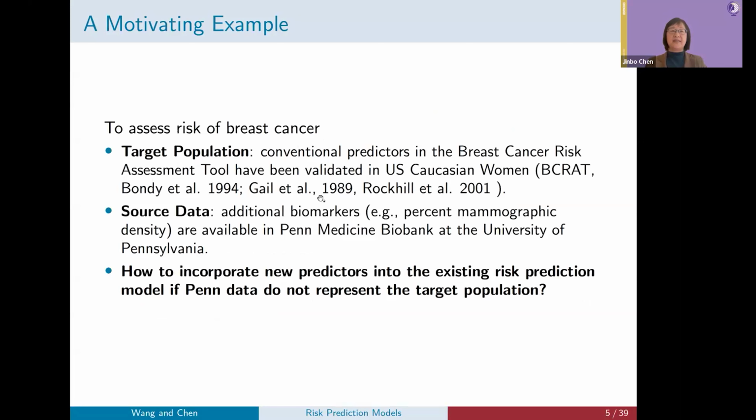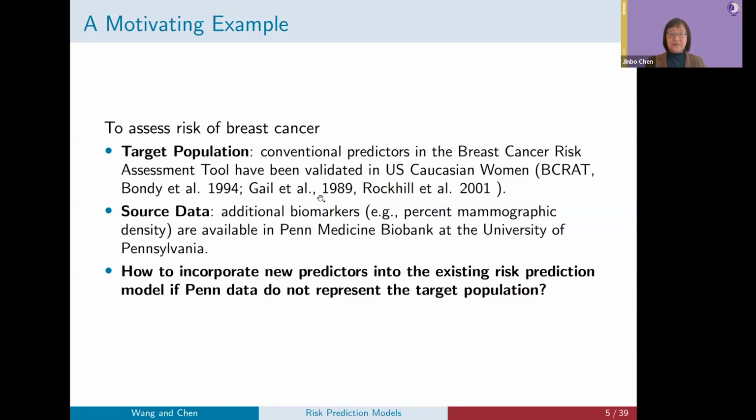So here is just a slightly more concrete example. For assessing the risk of breast cancer, the current standard model is called the Gail model. It's the breast cancer risk assessment tool developed by the NCI. It predicts the absolute risk of breast cancer for women, so it's the probability that a woman would develop breast cancer during a given age period. This model was developed by Dr. Mitchell Gail in 1989. After that, a series of studies has validated the performance of this model.